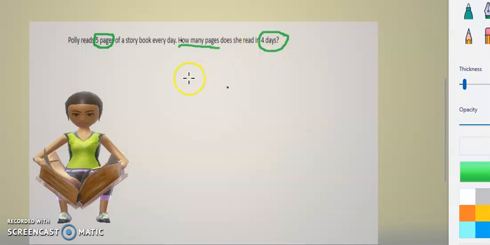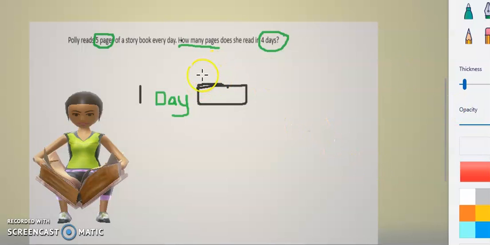Okay. So I'm going to write the word day here, and I'm going to start drawing my bar model. So, in 1 day, I'm going to put the number 1. In 1 day, this little block represents how many pages Polly reads. So, in 1 day, she reads 5 pages.